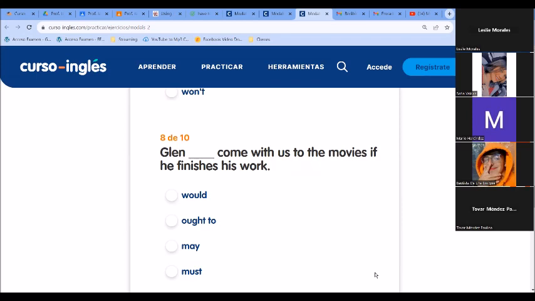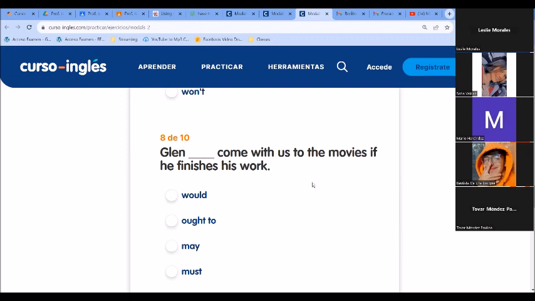Must. Must is an obligation. That's the rule. But here the sentence is telling us something. There's a condition. Since it's in the present, we can't use would.